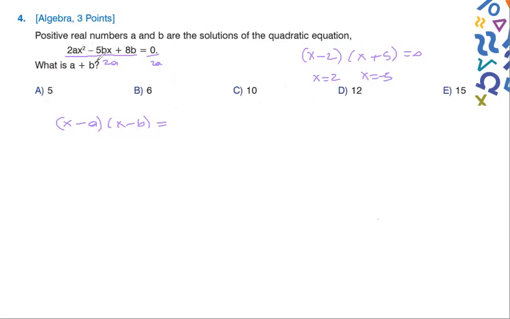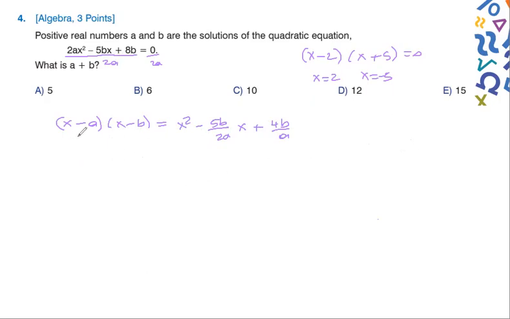So if I divide by 2a, we'll get x squared minus 5b over 2a times x, plus 8b over 2a, which is 4b over a. I'm just using Vieta's because I don't like just using it for those who don't really know about it, but you can just go with that immediately.